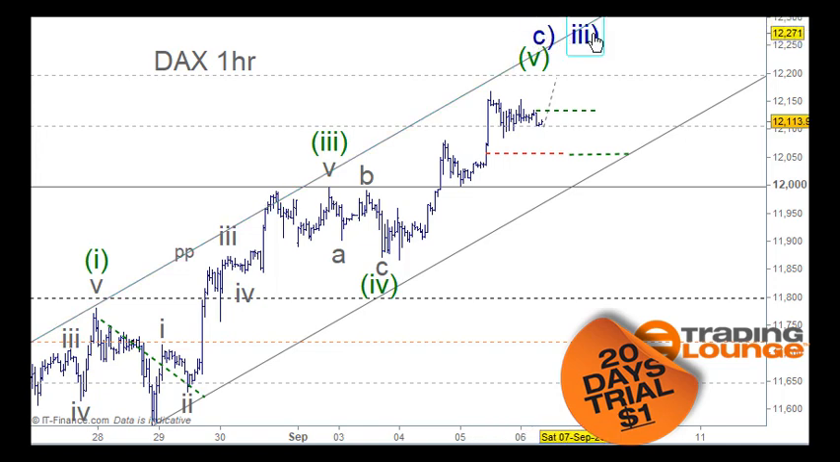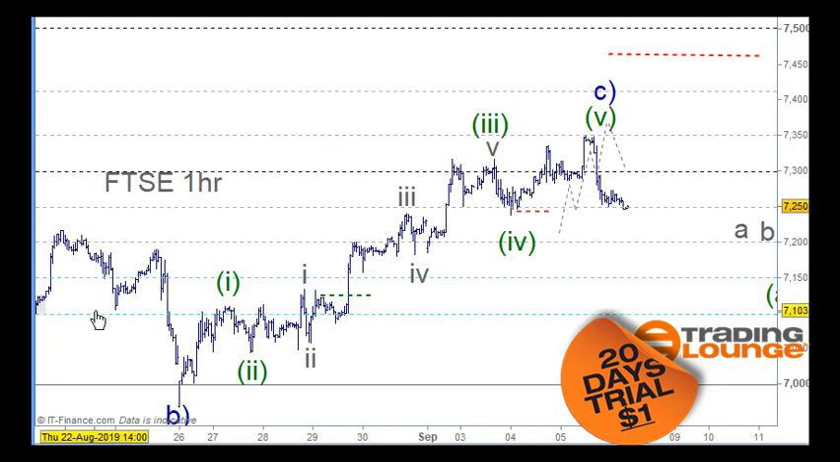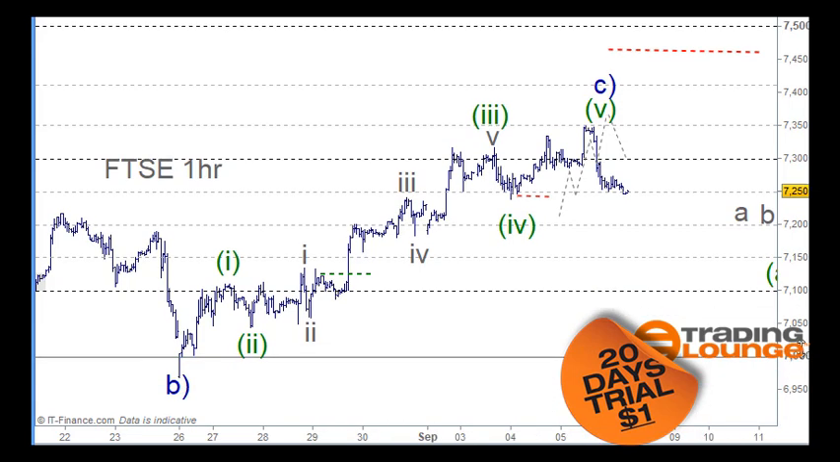But even if it is wave 3, we're still going to see some type of correction play out, and we need to observe that correction to see if it is actually a wave 4 correction, if it's got corrective behavior. And the FTSE's not that dissimilar. So with the FTSE here, slightly different, same but different.